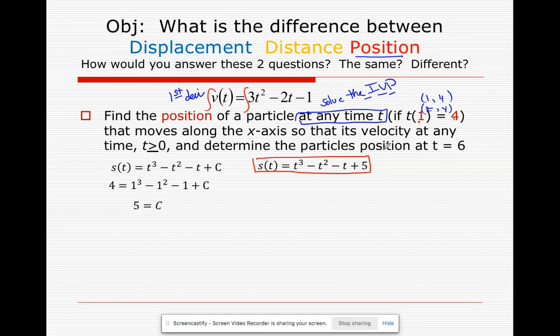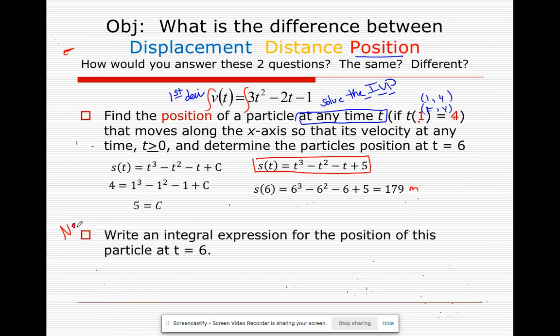Determine the particle's position at time equals 6. Well, that's no big deal. There you go. Don't forget units. Okay, no big deal. So let's say this was part D. Was it A, B, C? I don't remember what part I was on.